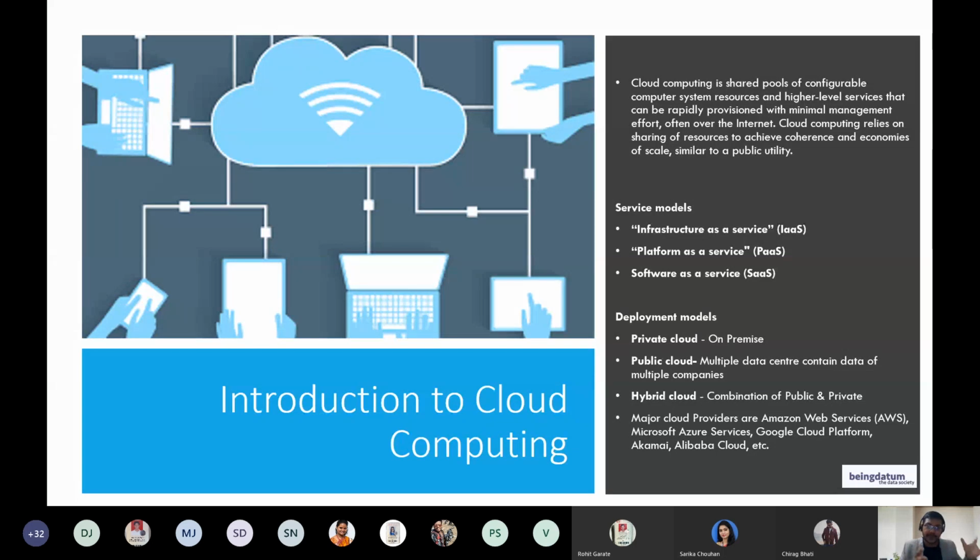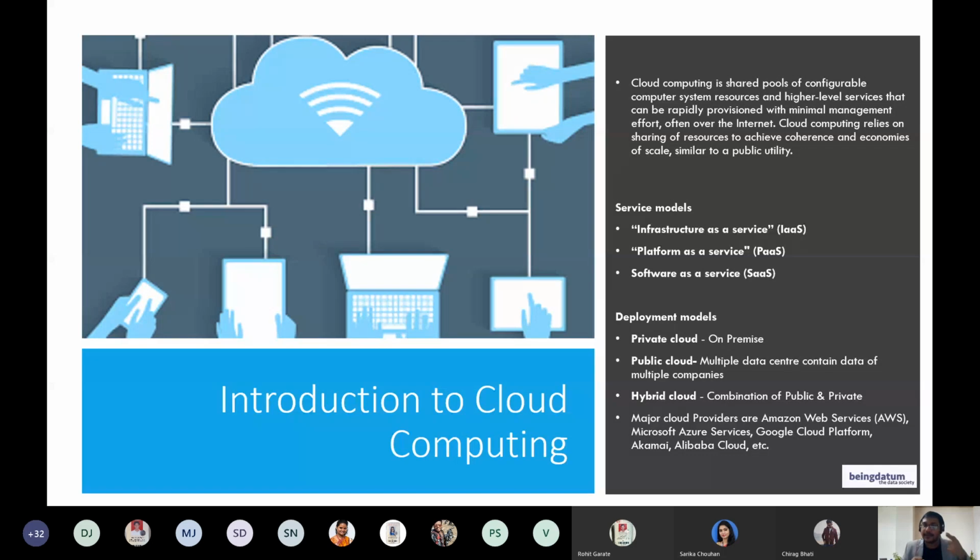Now, there are a lot of cloud providers. What do I mean by cloud providers? We have Amazon as one of the cloud providers, Microsoft as another, Google as the third one, then we have Akamai, we have Alibaba, and many more. But the major ones are Amazon, Microsoft, and Google.